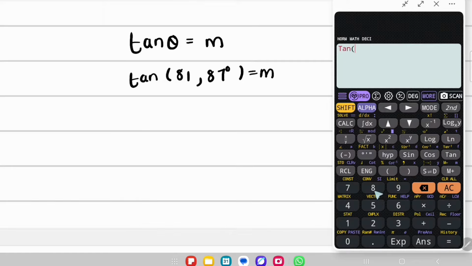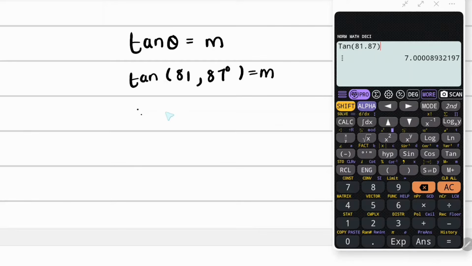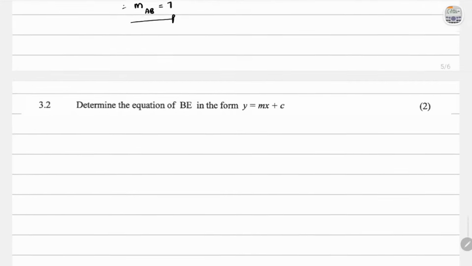So we're simply saying tan of 81.87 degrees, and that is exactly 7. You see that even if we try to round off, it's still 7. So the gradient of line AB is 7, and that is our answer. Question 3.2 says, determine the equation of line BE in the form y equals mx plus c.